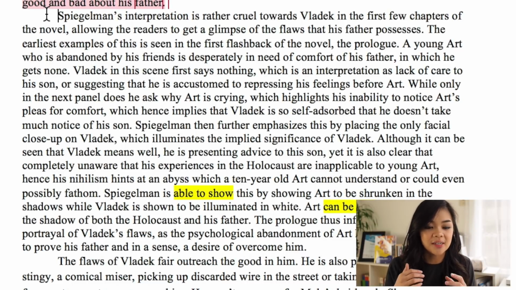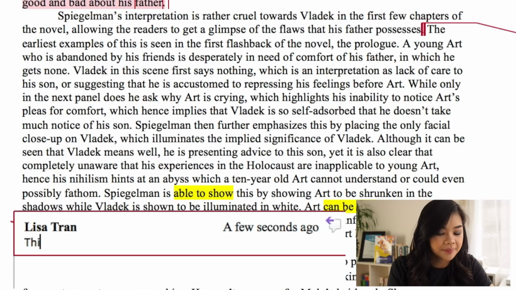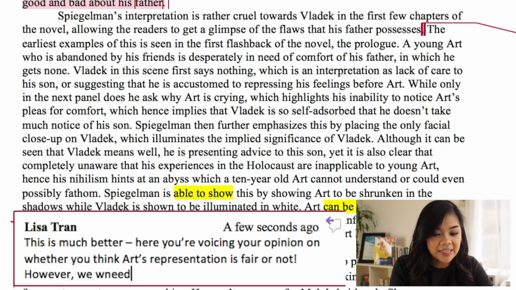Spiegelman's interpretation is rather cruel towards Vladek in the first few chapters of the novel, allowing the readers to get a glimpse of the flaws that the father possesses. Alright, I actually think this is so much better. Here, you're voicing your opinion on whether you think art's representation is fair or not. However, we need to see this contention in the introduction.